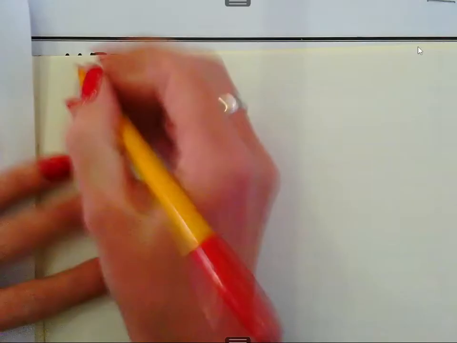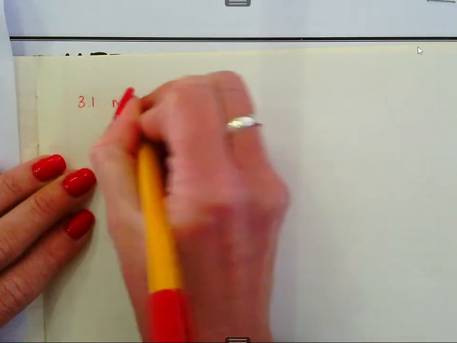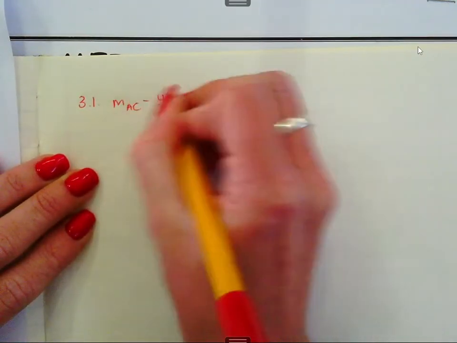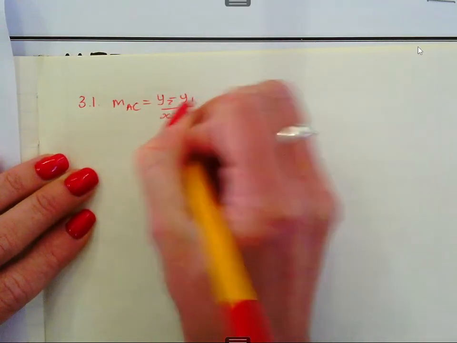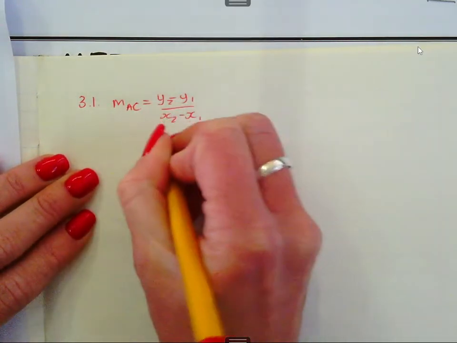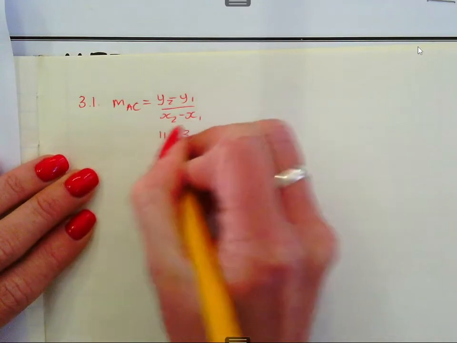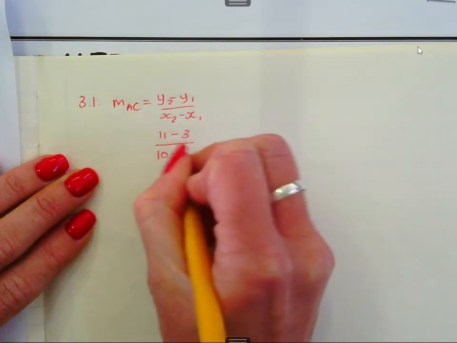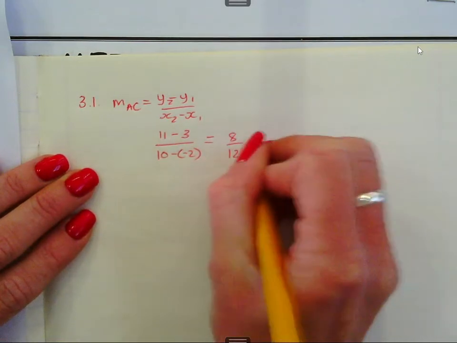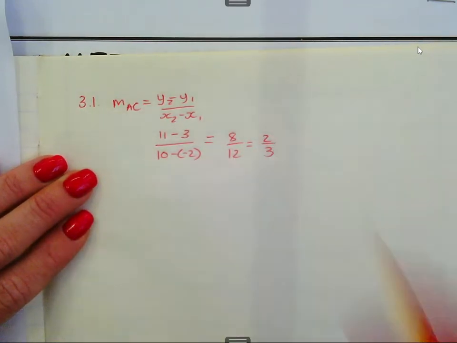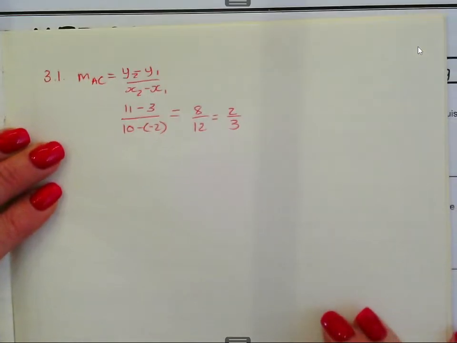Now I'm going to have to redo it. Okay, so 3.1, the gradient of AC was y minus y over x minus x. It's 11 minus 3 over 10 minus negative 2. That gives 8 over 12, and that is 2 over 3. Is that better? Yes. Okay.